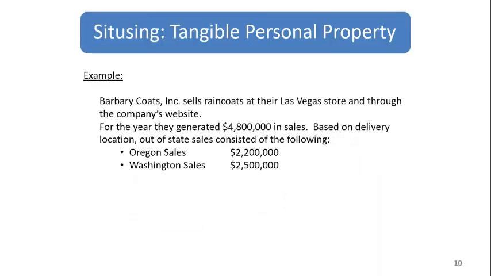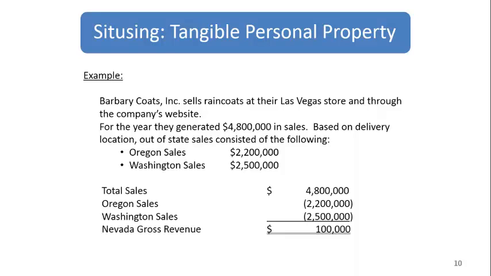Let's take a look at Barbary Coats next, who is selling tangible personal property. Barbary has a store in Las Vegas, but does a significant amount of sales through the company's website. For the tax year, they generated $4.8 million in revenue. Based on delivery location, Barbary generated $2.2 million in revenue from property delivered to Oregon and $2.5 million for property delivered to Washington. The situsing method for tangible personal property is based on where that property was delivered to the purchaser. So those out-of-state sales are not subject to commerce tax, leaving $100,000 in Nevada gross revenue.